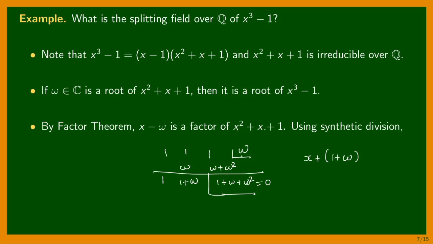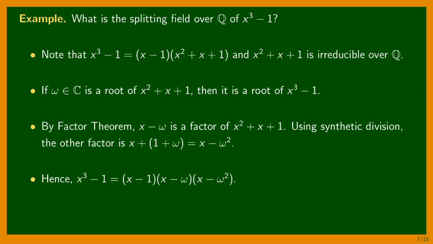Right? Pero may mas madaling paraan to write this. Kasi nga, ang 1 plus omega plus omega squared ay 0. Ang 1 plus omega ay equal lang sa minus omega squared. Kaya pwede nyo rin isulat ito as x minus omega squared. Okay? Nalilito ba kayo? Ganun talaga sa umpisa, pero makakasanayan nyo. So, if x minus omega is a factor of x squared plus x plus 1, the other factor is x minus omega squared. So, actually, ang roots nung x cubed minus 1 ay 1, omega, kung sino man yung omega na to, tsaka omega squared.